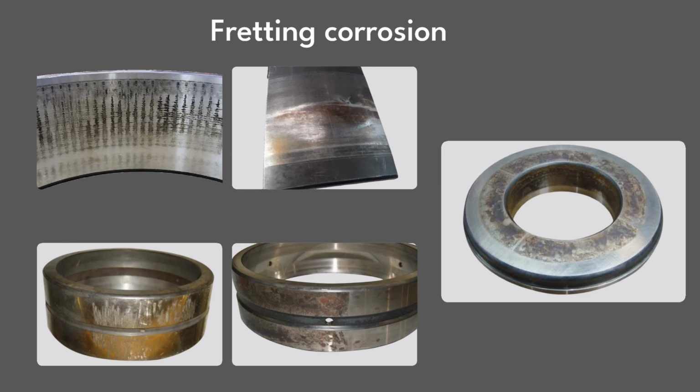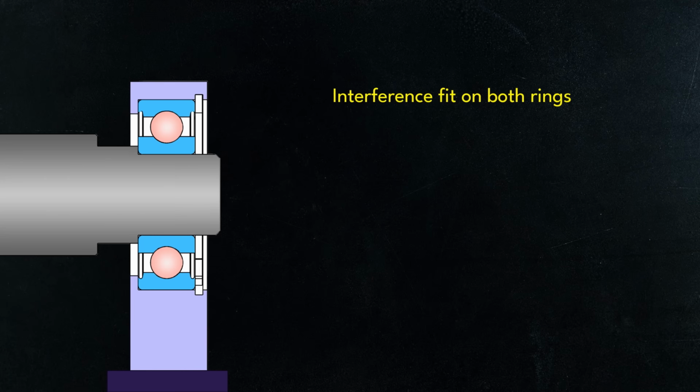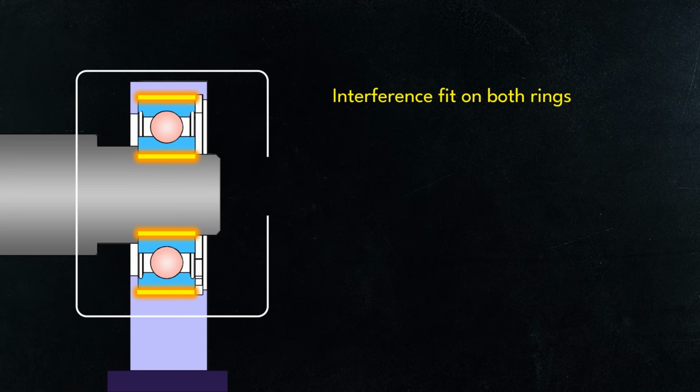something like this. So to prevent this from happening, adequate interference should be present between the seat and the bearing rings. But maintaining an interference fit on both rings, the inner ring and the outer ring, is problematic. Assembly and disassembly of the bearing will be difficult. Also, the bearing could be potentially damaged during the assembly and disassembly of the bearing.